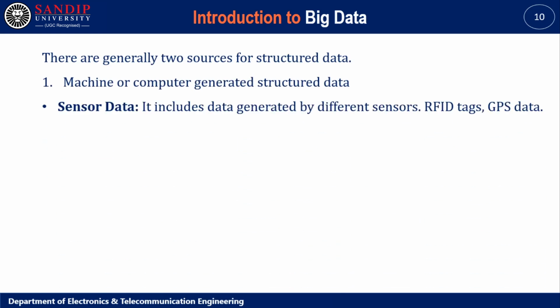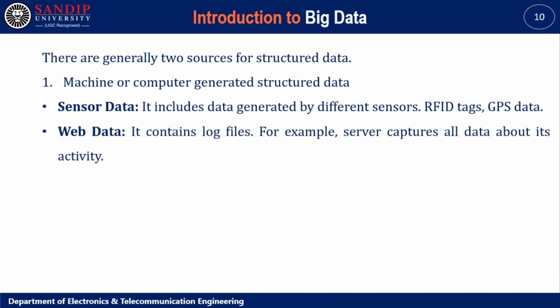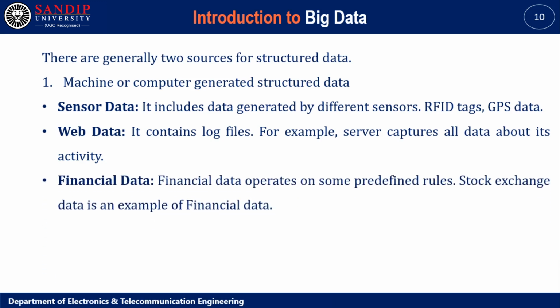Machine or computer generated structured data. Sensor data. It includes data generated by different sensors, RFID tags, GPS data. Web data. It contains log files. For example, server captures all data about its activity. Financial data. Financial data operates on some predefined tool. Stock exchange data is an example of the financial data.